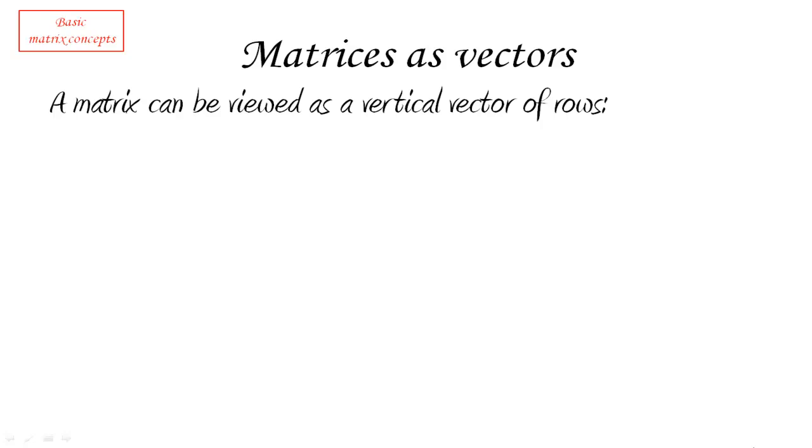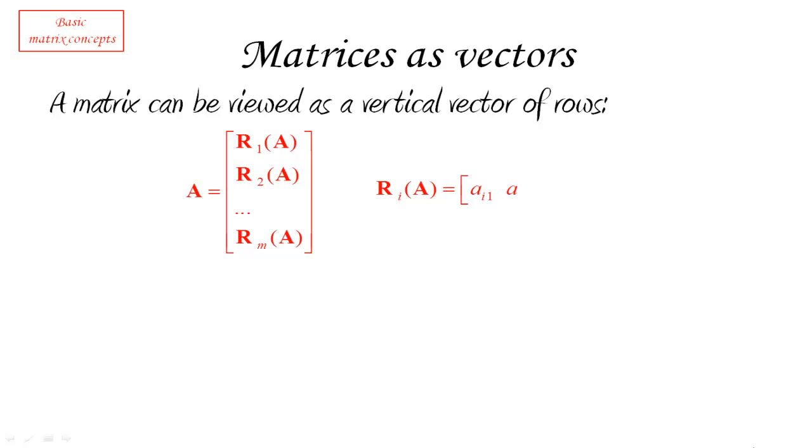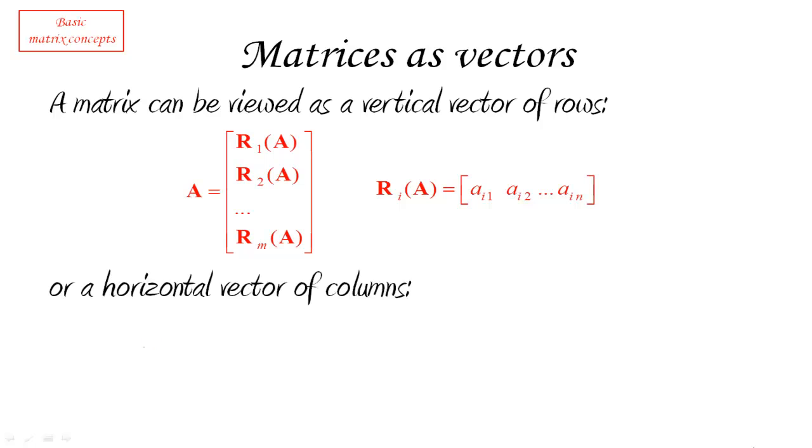I can either see a matrix as a vertical vector of rows. So in other words, I can think of the matrix A as a vector whose components are actually vectors, each of those vectors being a row of what I have in mind as my matrix. Or I can see a matrix as a horizontal vector of columns. So I can think of my A as a vector where each of the components is in fact one column of the original matrix. Okay?